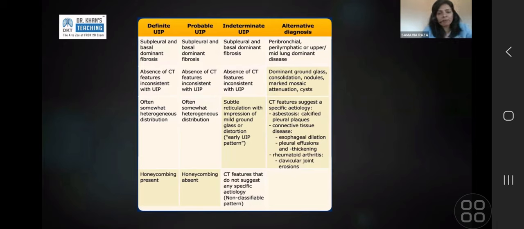When there are clearly abnormalities that make you think of an alternative diagnosis, which we'll come to after this, for example organizing pneumonia, hypersensitivity pneumonitis, dense calcified pleural plaques that make you think of asbestosis, or a patient known to have connective tissue disease, a patient with RA who has a dilated esophagus and joint erosions that you can see on the scan, that's when you think of an alternative diagnosis. So you will describe the additional features and put in some additional possible differential diagnoses rather than calling it UIP or probable UIP.